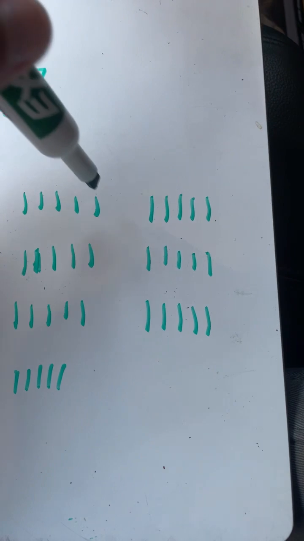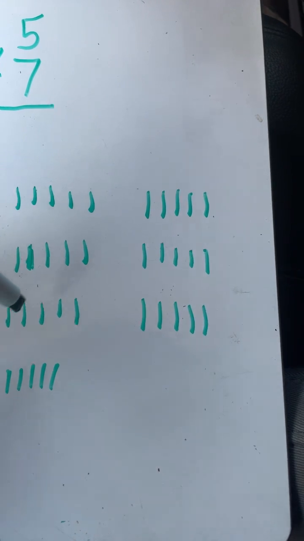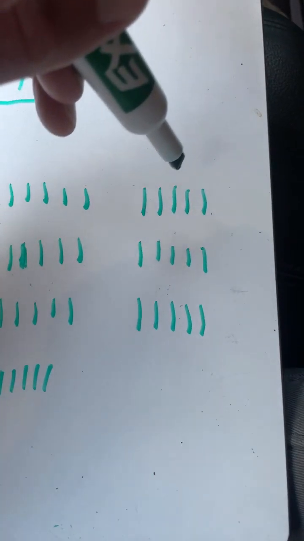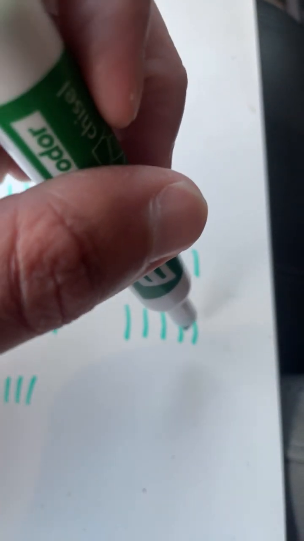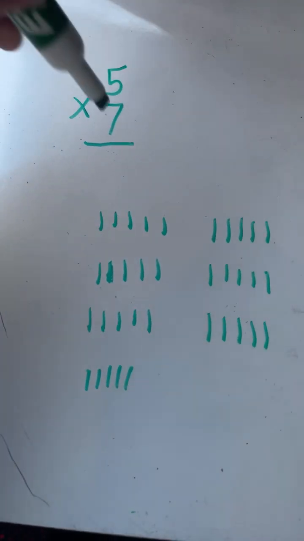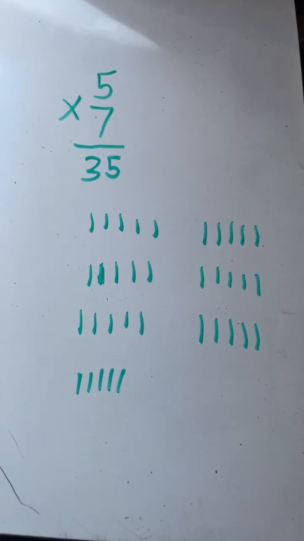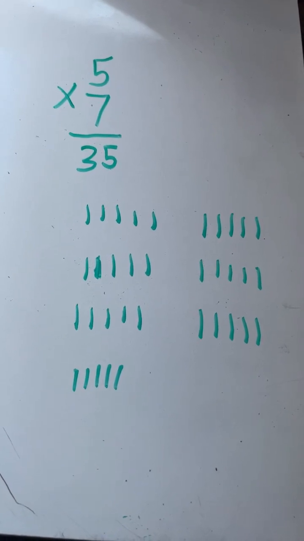1, 2, 3, 4, 5, 6, 7, 8, 9, 10, 11, 12, 13, 14, 15, 16, 17, 18, 19, 20, 21, 22, 23, 24, 25, 26, 27, 28, 29, 30, 31, 32, 33, 34, 35. So 5 times 7 equals 35. I'm actually going to leave these tallies here because it's going to help us with the final problem.